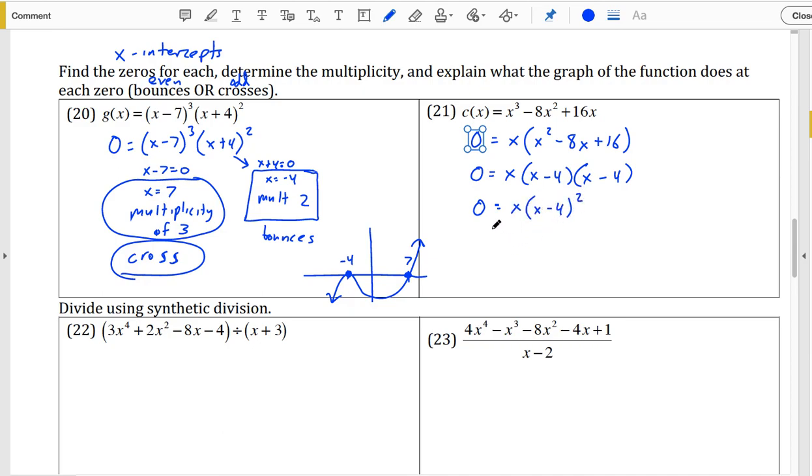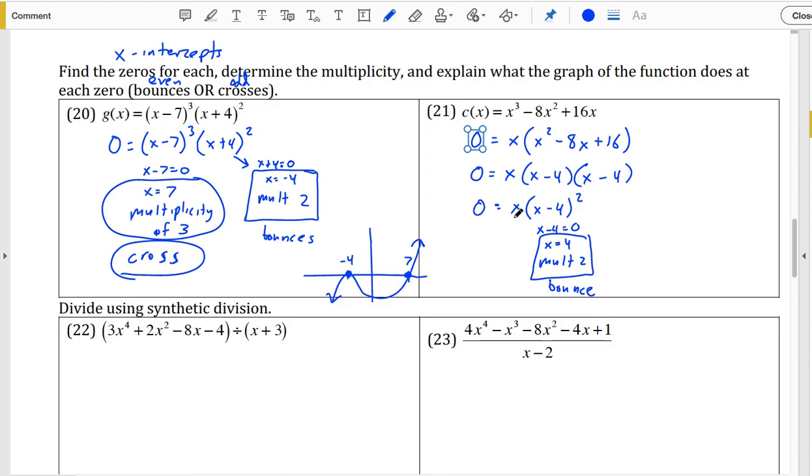So this is a classic example of one with an even multiplicity. So we'll have an even multiplicity, or a multiplicity of 2, at x equals 4. And again, it's a multiplicity of 2 because of this exponent. Because it's an even multiplicity, we know it's going to bounce there. It's going to bounce off the x-axis.